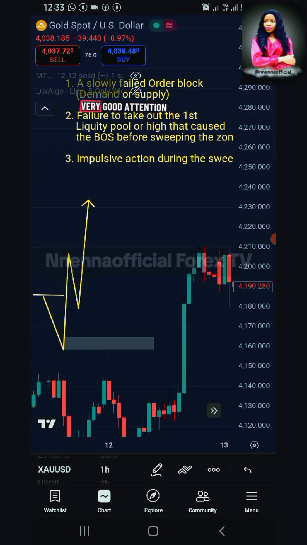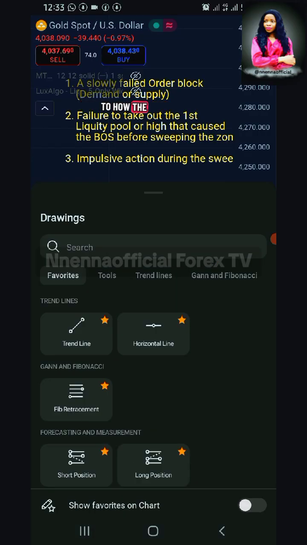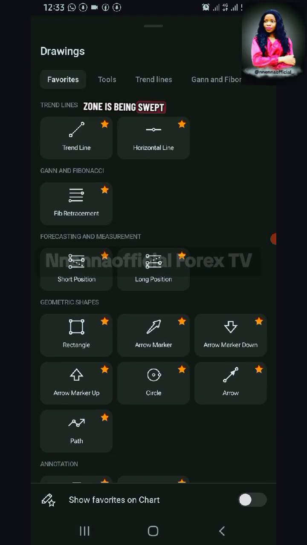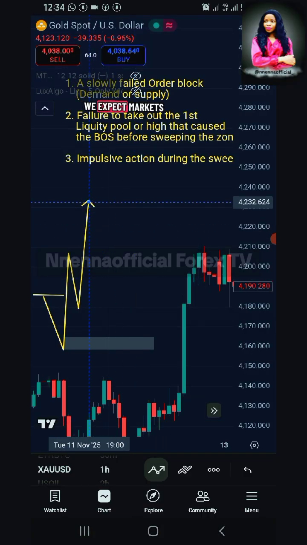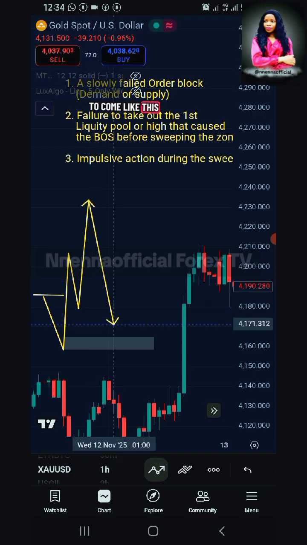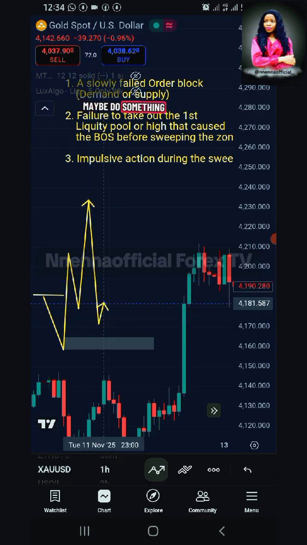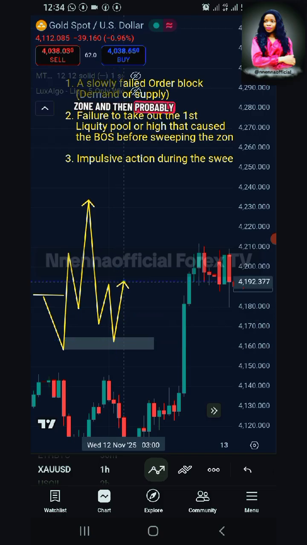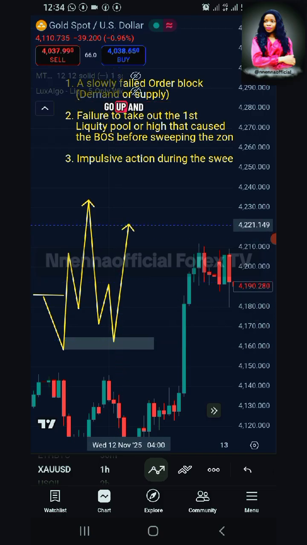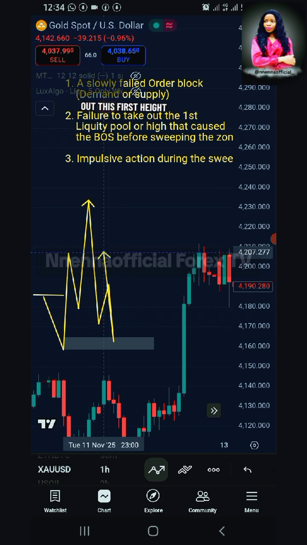Now, pay very good attention to how the zone is being swept. That is very, very important. Now, we expect the market to come like this, maybe do something like this, tag into our zone and then probably go up and at least take out this first high.